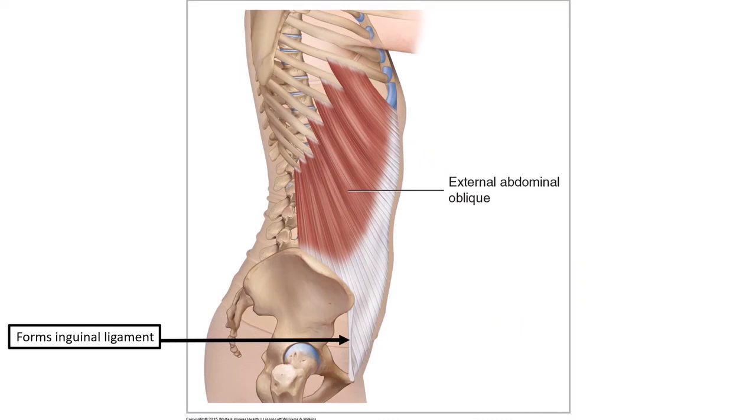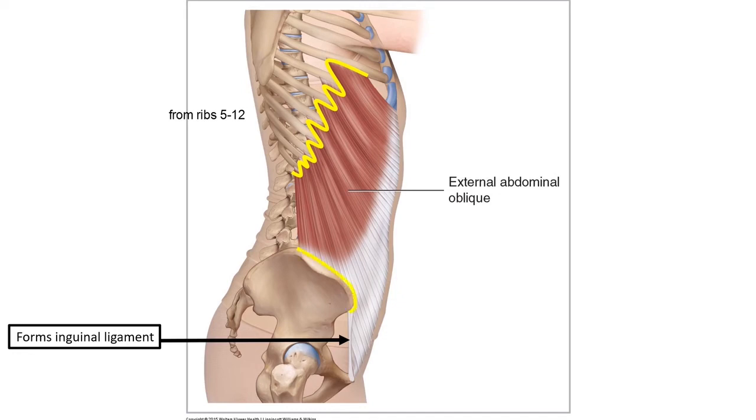This is a side view of the trunk, and we are going to deal with the muscles of the anterior abdominal wall. What is this zigzag line? This is an indication that this muscle is going to take origin from the lower ribs.